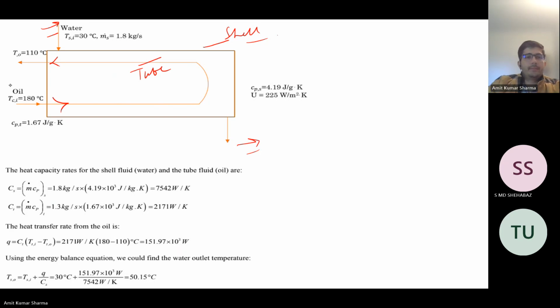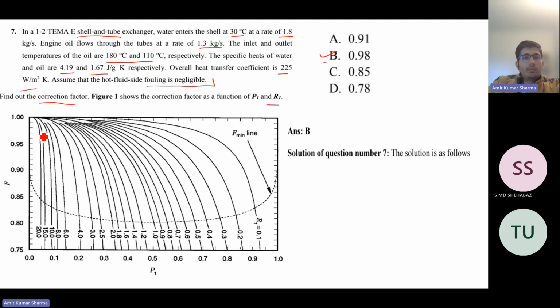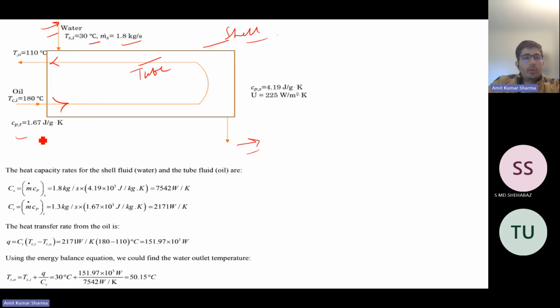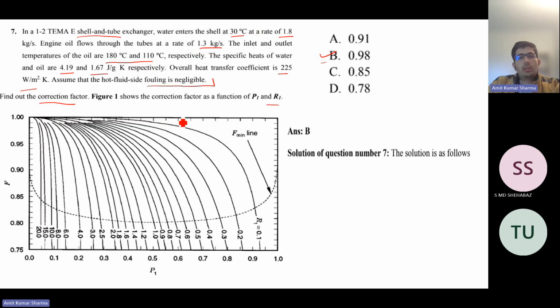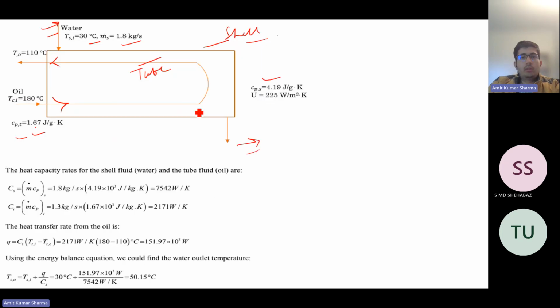So the temperature of water we have been given is 30 degrees, and also the mass flow rate is 1.8 kg per second. We have been given the specific heat of water as 4.19 and of oil as 1.67. And the overall heat transfer coefficient is 225 watt per meter square Kelvin.